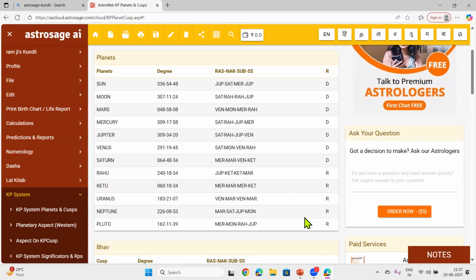Mars is connected to Moon, isn't it? Yes, sir. Moon was the lord of the second house. And what about Moon? Moon is connected to Rahu, Saturn, Rahu, and Jupiter.